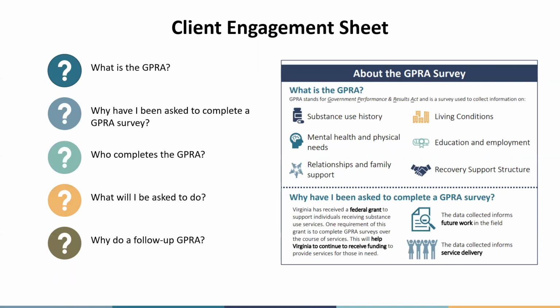So we've heard from agencies that increasing client buy-in through sharing the purpose of the GPRA improves the chance of getting a follow-up interview scheduled. So the Omni team created this handout. We call it a client engagement sheet, and it's client-facing. It's designed to be given to the client and talked through to explain fundamental questions about the GPRA, why they're being asked to complete it, what may be gained from their participation. So please share it with them and use it as a resource to get some buy-in from the client in participating.